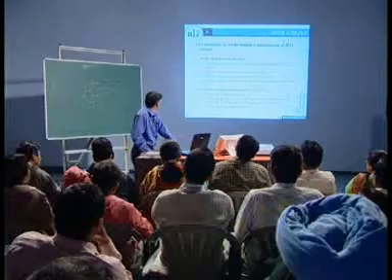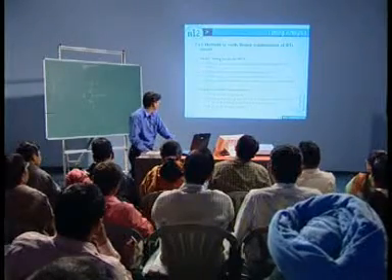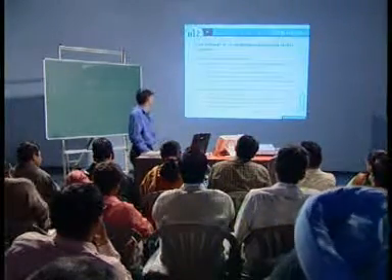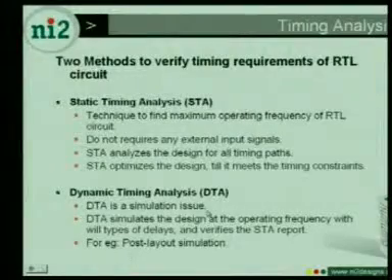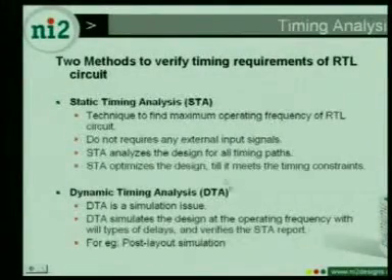These are two methods to verify the timing requirement of an RTL circuit. First one is static timing analysis and the second is dynamic timing analysis. We have to analyze both, and here we will go for maximum operating frequency. I will tell you how to calculate this operating frequency.